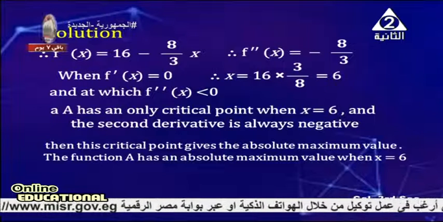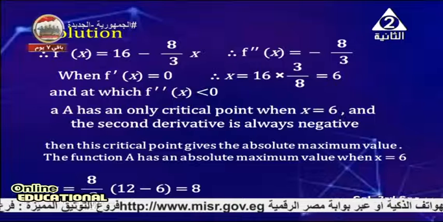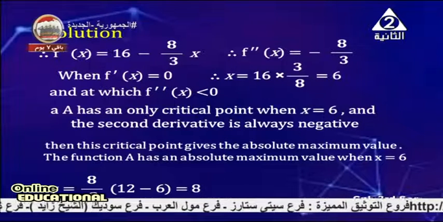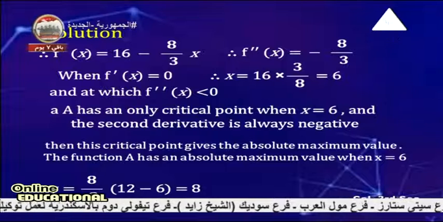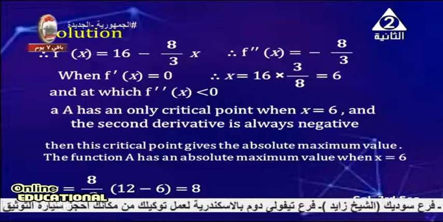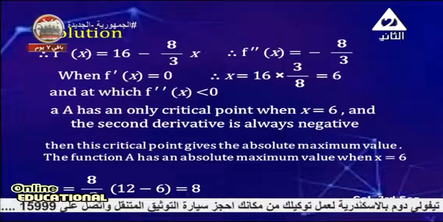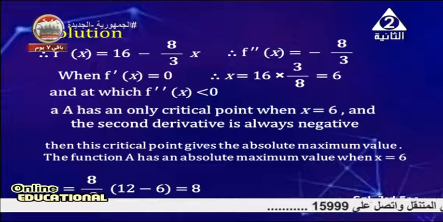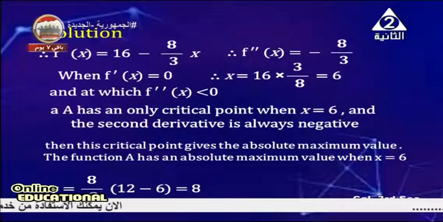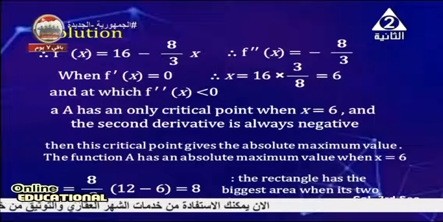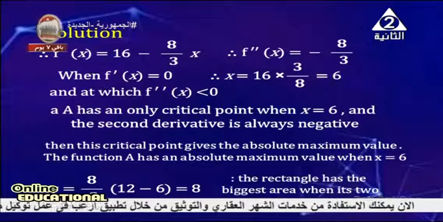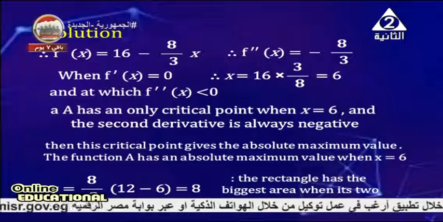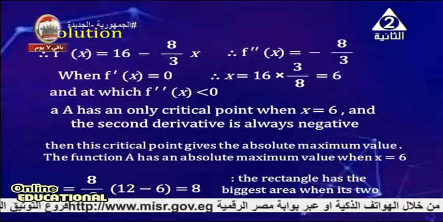The function A has an absolute maximum value when x equals 6 and y equals 4 over 3 multiplied by the bracket (12 minus x). X equals 6, then the value of y equals 8. Then the rectangle has the biggest area when its two dimensions are 6 centimeters and 8 centimeters.